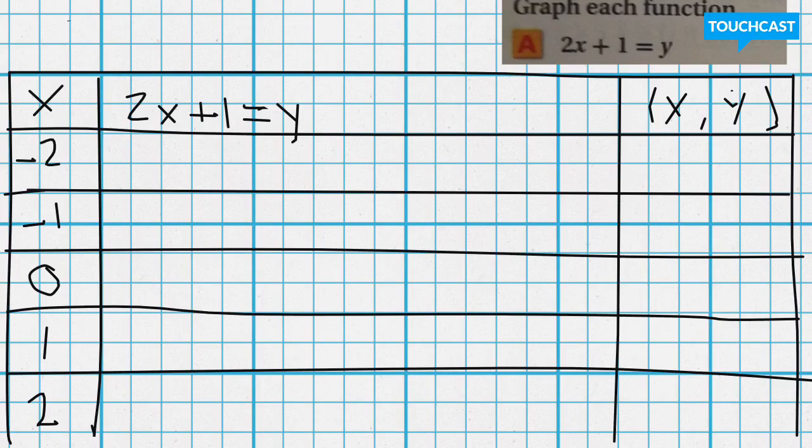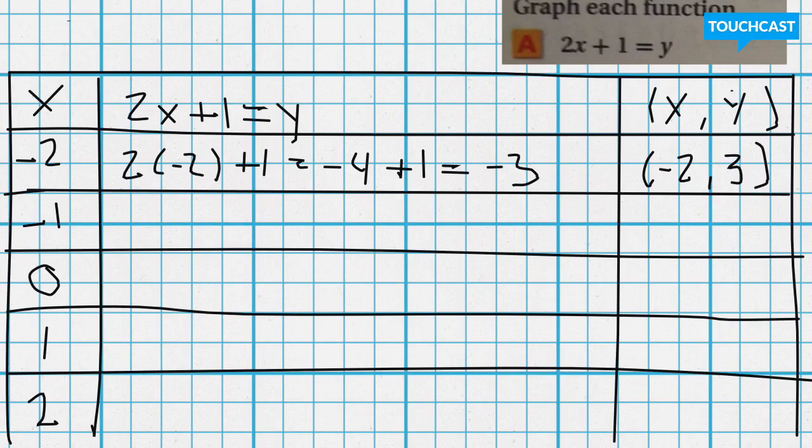We're going to plug those x values into our function so we can find a y value. We are going to have 2 times negative 2 plus 1. And 2 times negative 2 is negative 4. Negative 4 plus 1 is going to give us negative 3. So our first ordered pair that we will use to graph is negative 2, negative 3.